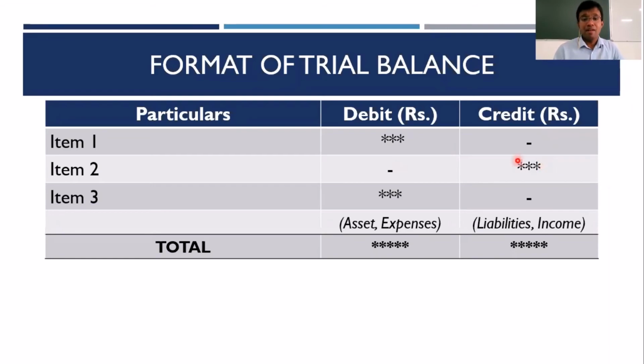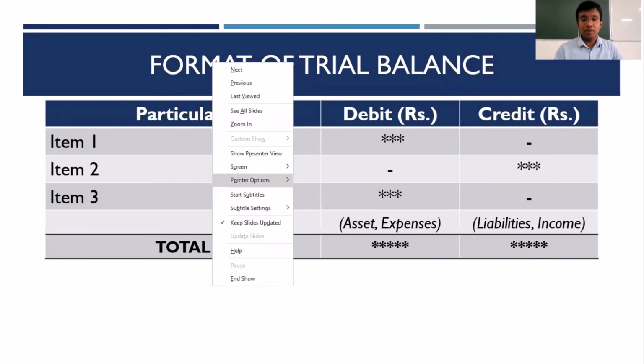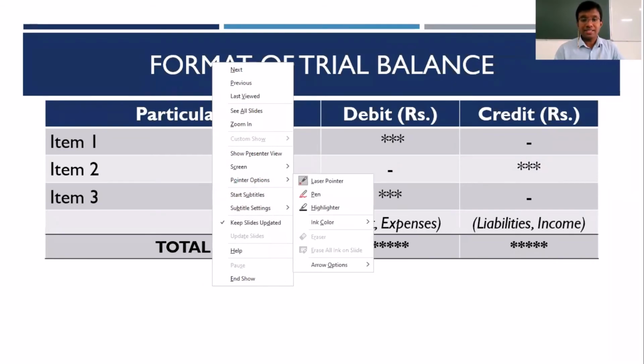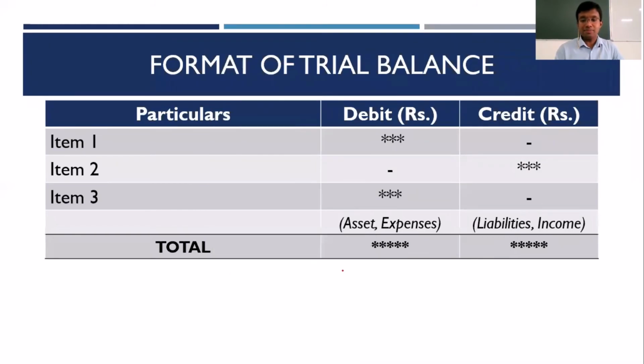At this point of time, there is an important mnemonic that I would like to leave you with for you to learn this easily. Remember, debit side, it is assets and expenses. So remember AELI: assets, expenses, liabilities, income. If you can remember this mnemonic, you can easily go about with the preparation of trial balance.